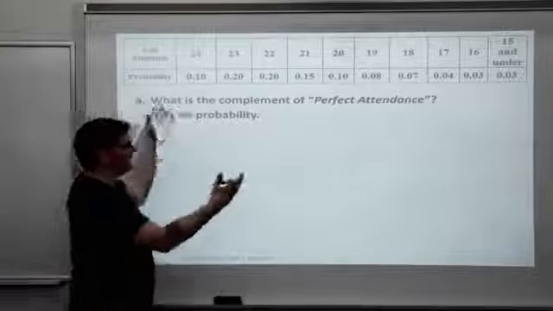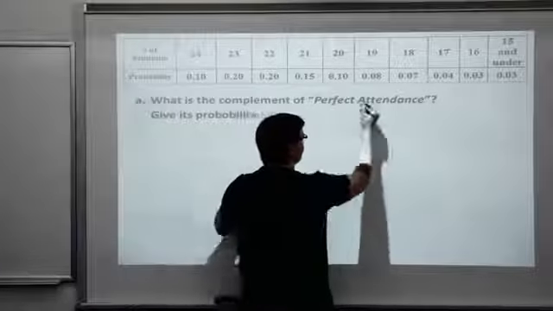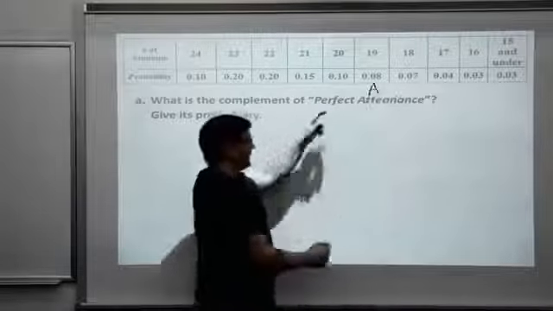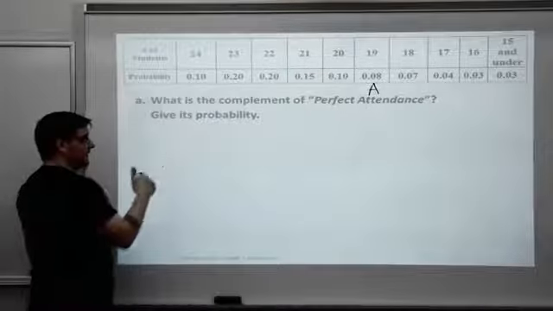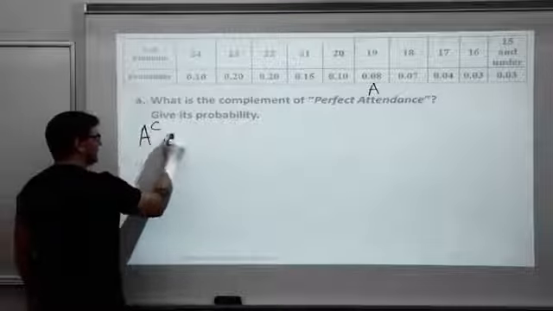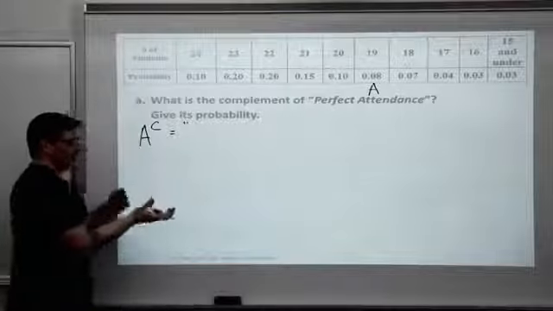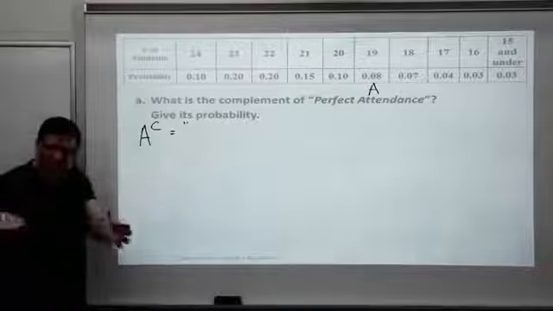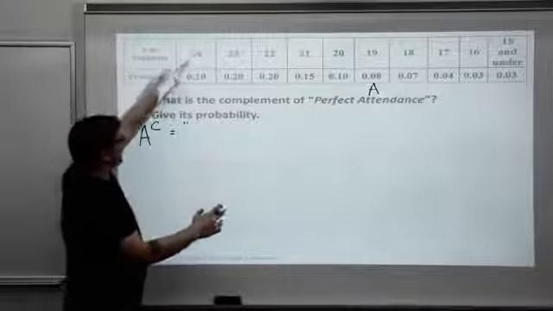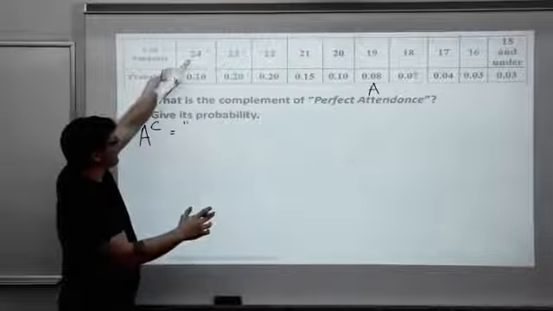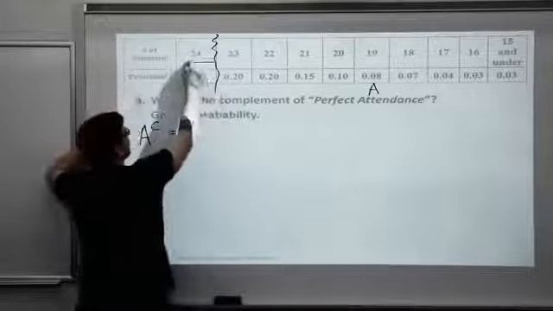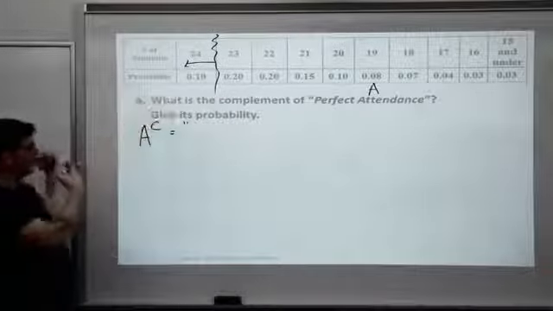So if the event is perfect attendance, for simplicity, let me just call this capital letter A, like there's event A. A is perfect attendance. So A complement, in words, what the heck is A complement? What's the opposite of perfect attendance? Perfect attendance would be all 24 students show up. A little squiggly line there. Here's perfect attendance to the left of the fence.